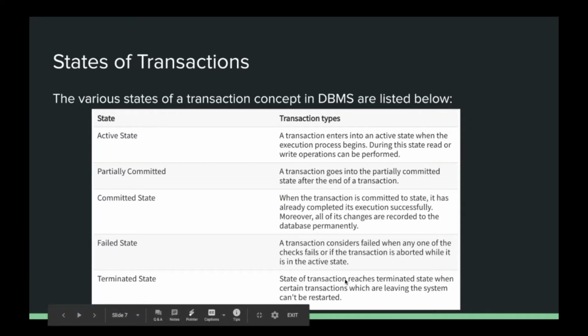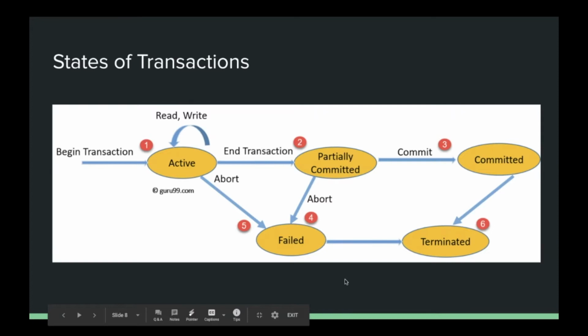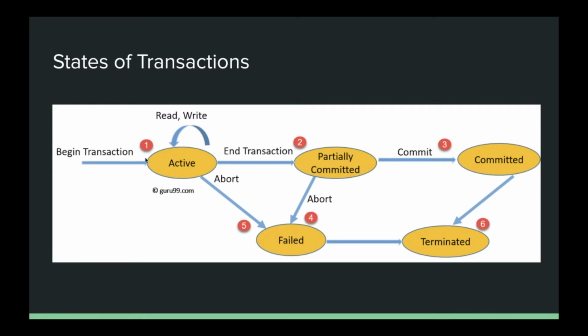So how can this be explained in the begin transaction? As soon as you say begin the transaction, the database will give you a transaction. Now you are in the active state. In the active state, you can directly go to abort and then failed and terminated. Terminated is the final stage. That you can say is the end of any transaction.